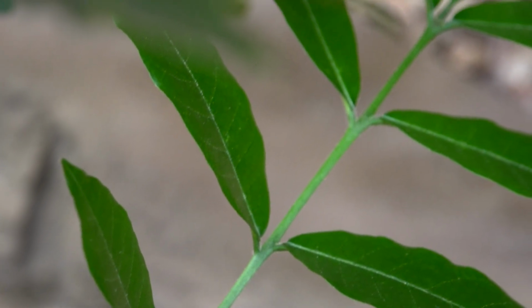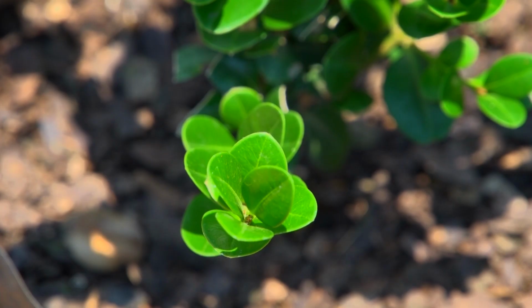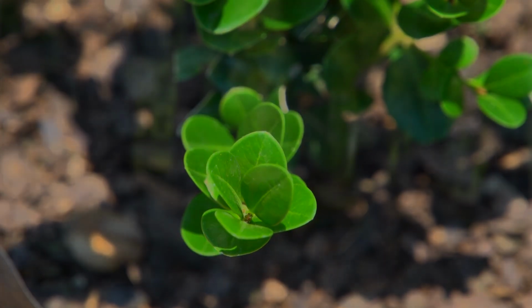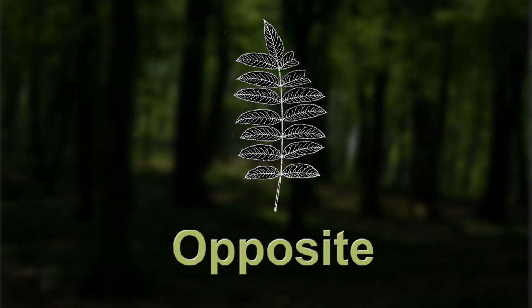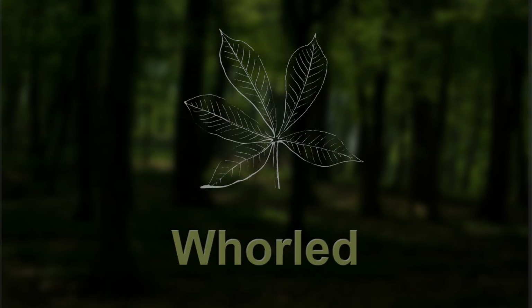Leaf position refers to where on the stem the leaves grow and their arrangement on the stem. The most common leaf positions are opposite, alternate, whorled, and basal.